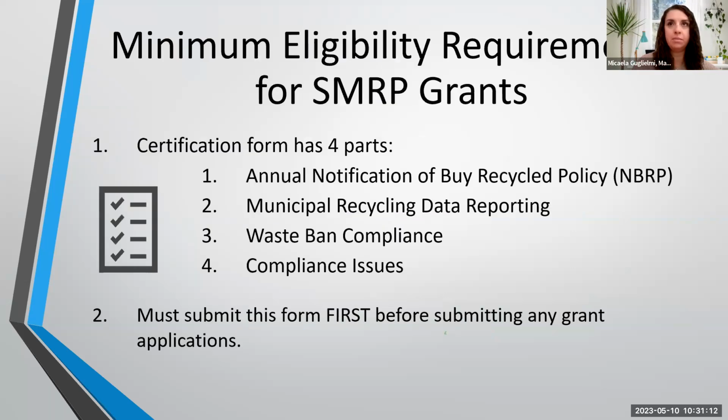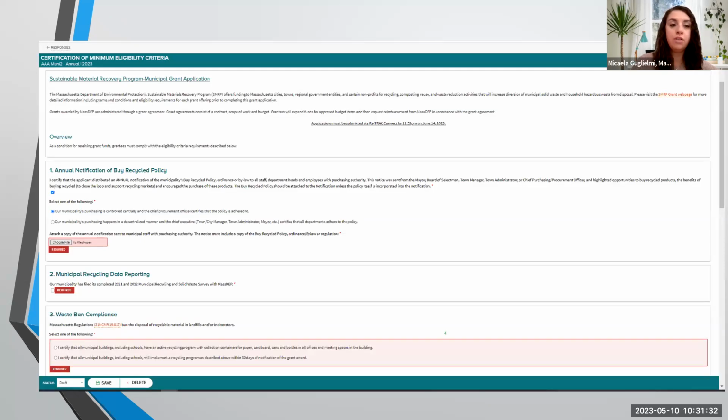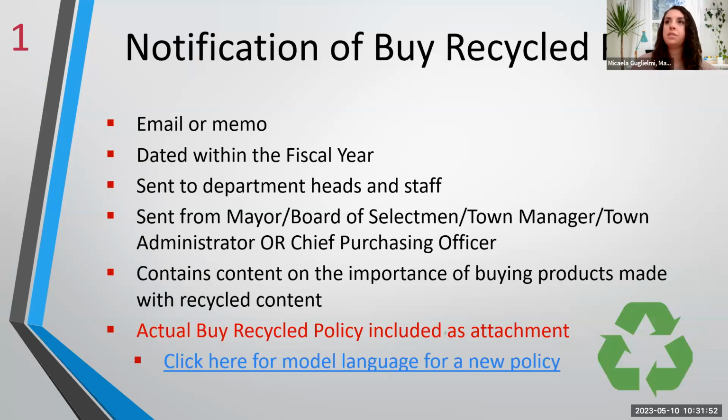The first requirement: before you even apply to any of the grants in our SMART program, you're going to fill out the certification of minimum eligibility form. These are the 4 things that you'll have to check off on that form, and I'll go into all of them in more detail. The next slide just shows a screenshot of what that form will look like when you go into your ReTrack account. You may have already seen your notification of biorecycled policy has been uploaded by me if you submitted it before February 15th. And just to go into more detail on the next slide about the biorecycled policy.